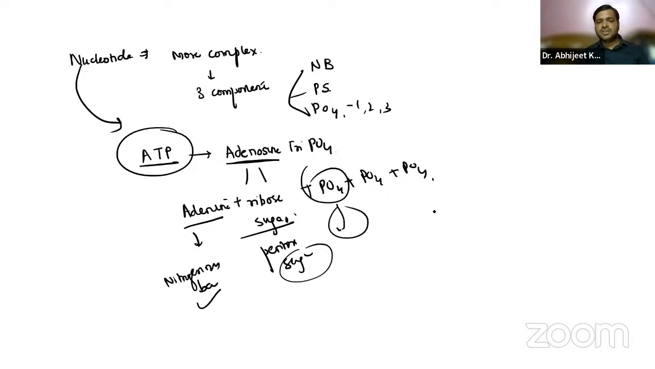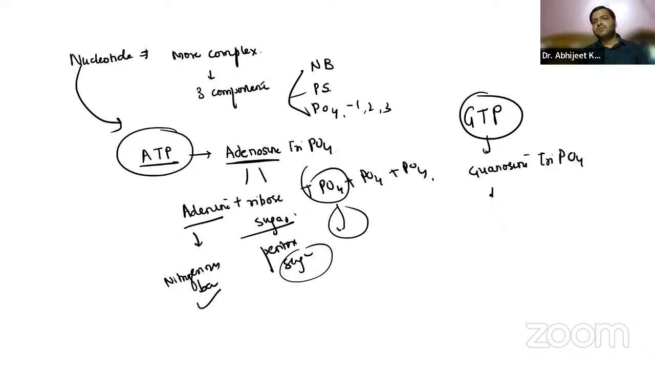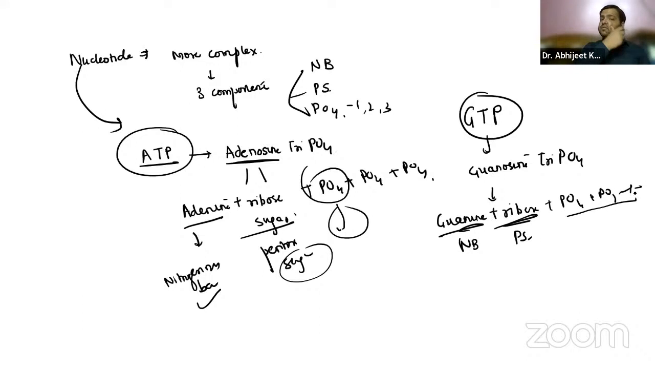Again, we have GTP, guanosine triphosphate. Now guanosine is formed from guanine plus ribose, plus 3 phosphates. Guanine is a nitrogenous base. Ribose is a pentose sugar, and we have 3 phosphates over here, right? So that is something you guys have to remember.